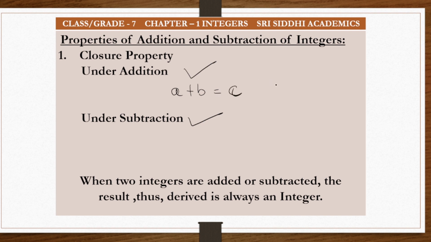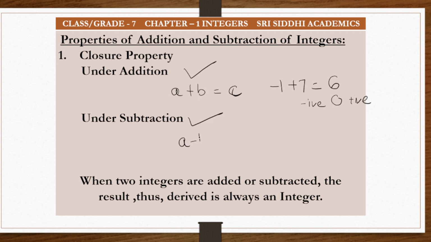So a plus b, if I add, the answer C that I get will always be an integer. Suppose I add minus 1 with 7, then what will I get? I will get the answer as 6. So 6 is an integer. This will always be the case. I might get a negative integer, I might get 0, or I might get a positive integer, doesn't matter. Whatever I get, as a result of this closure property, I'll always get an integer as the resultant answer.